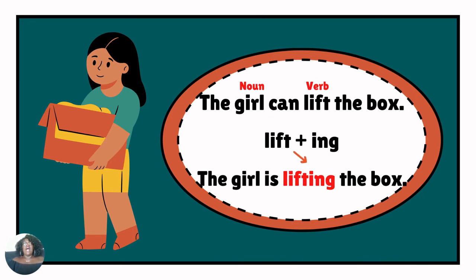Lift plus ing becomes lifting. Notice the arrow and the red word. The girl is lifting the box. Lifting becomes an action verb because physical movement is taking place. Next slide.